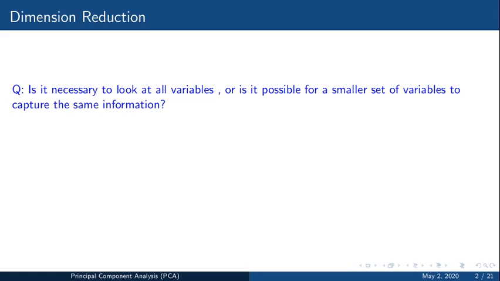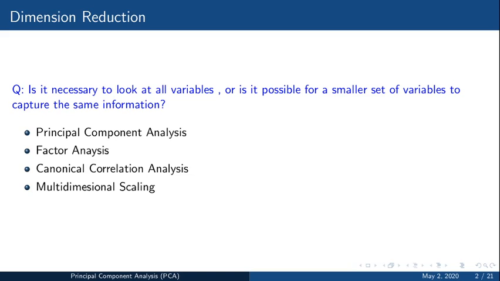What is the use of dimension reduction? Let's ask this question ourselves. Is it necessary to look at all variables in a multivariate analysis, or is it possible for a smaller set of variables to capture the same information? The answer is yes. Different techniques can be employed. The most commonly used popular method is principal component analysis.